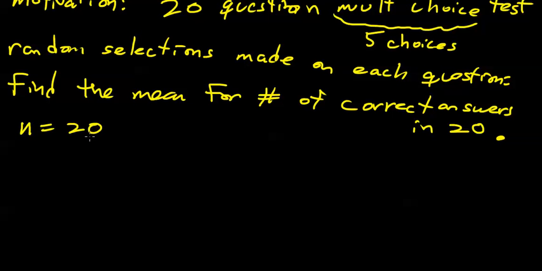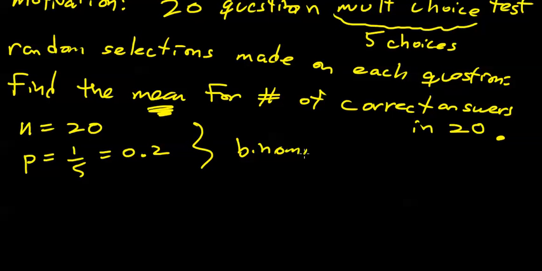This is indeed a binomial experiment. You got 20 trials. If you're calling a correct answer a success, then the probability of success in any one trial is 1/5, or I'll call it 0.2. And that's enough to find this value of the mean in this binomial experiment, or binomial procedure.